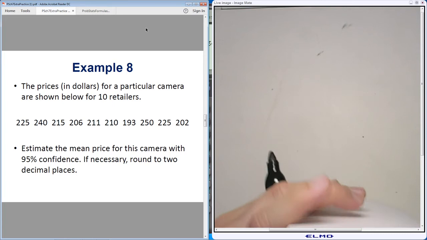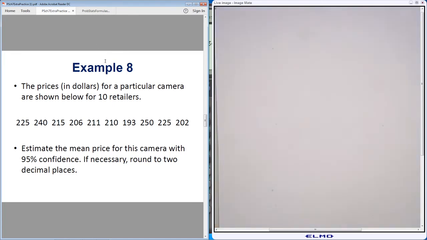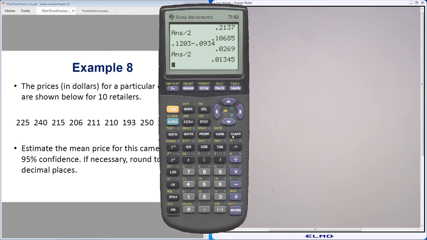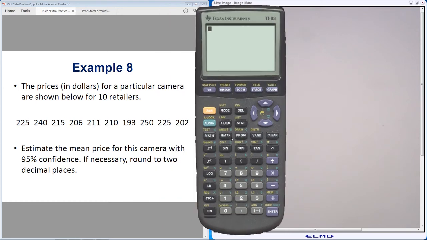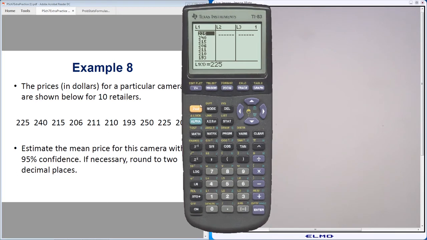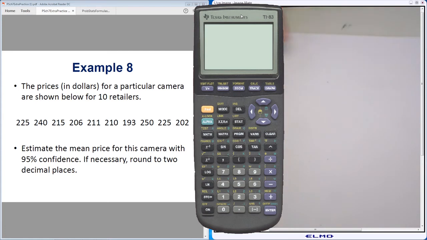Number 8 says the prices in dollars for a particular camera are shown. Estimate the mean price for the camera with a 95% confidence level. If necessary, round to 2 decimal places. Okay, first thing I need to do, since I have a list of numbers, is put those numbers in my list in the calculator. Again, you can get to your list by going to Stat and pressing the Enter button. Clear off anything that's in your list if there's something already there. Alright, once I'm done putting things in my list, I go back to the main menu by pressing Second and Mode.